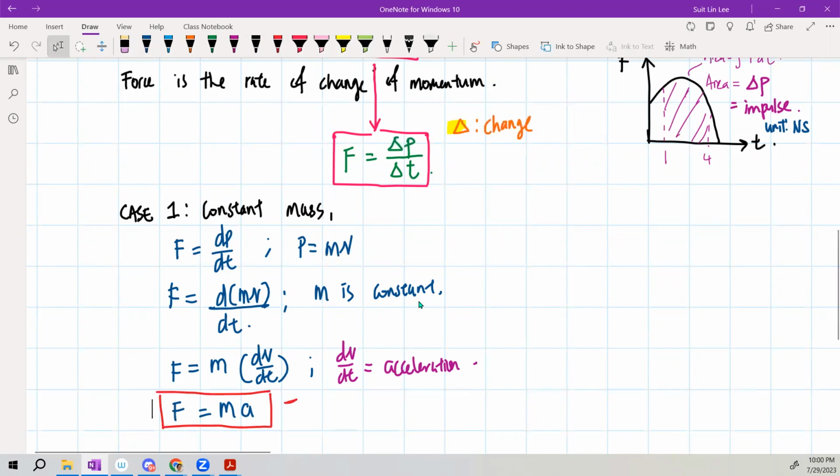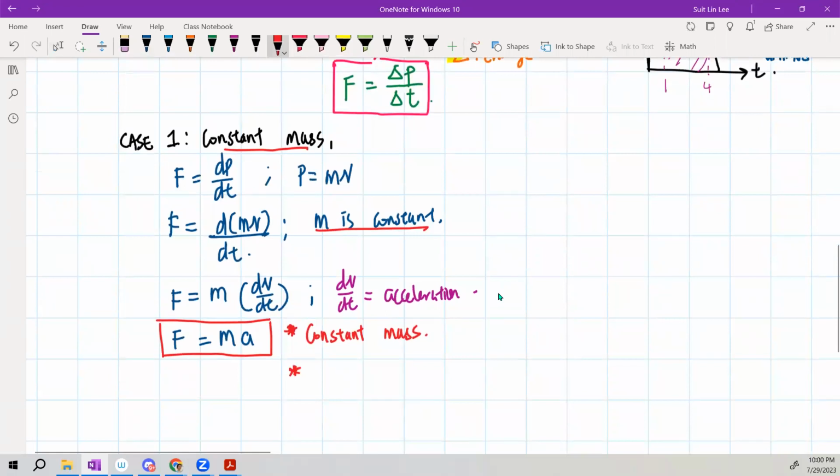You can use this equation if you're very sure that there is constant mass. I've said it three times already. You've got to read the question. Is the mass constant? Most of the time it's very obvious when the mass is not constant, but sometimes people just like this equation too much, you know.